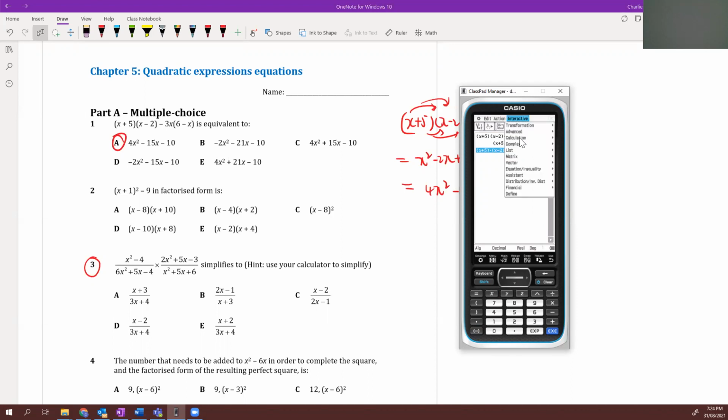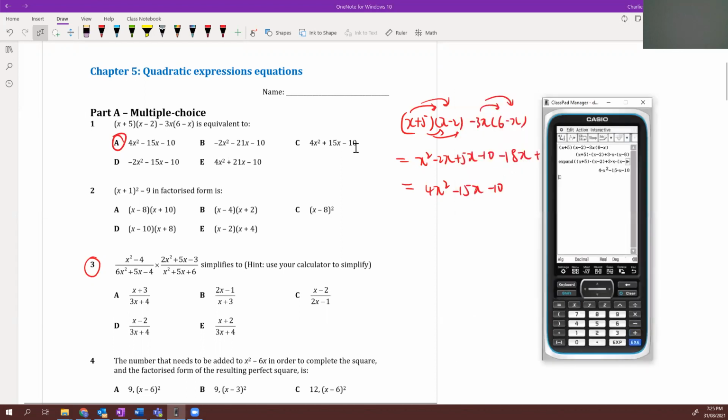Okay, interactive. Click on advanced, transformation. I click on expand. Okay, and here we go: 4x squared minus 15x minus 10. So that's option A. All right, next question.